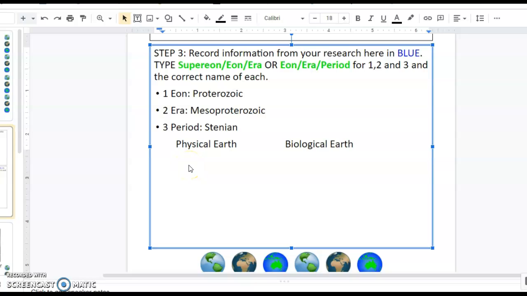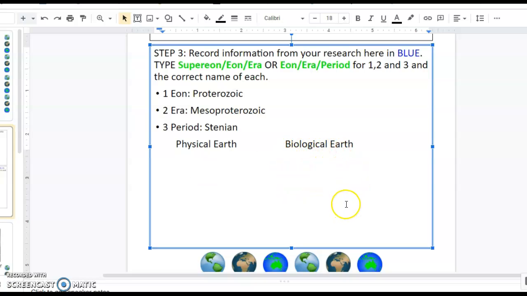So use those websites that I gave you as resources to find information about physical Earth and biological Earth. Physical Earth relates to things like the Earth's atmosphere, its temperature, the oceans, the continents, the landforms, volcanic eruptions, meteor events, all kinds of things dealing with the physical layout of the Earth.